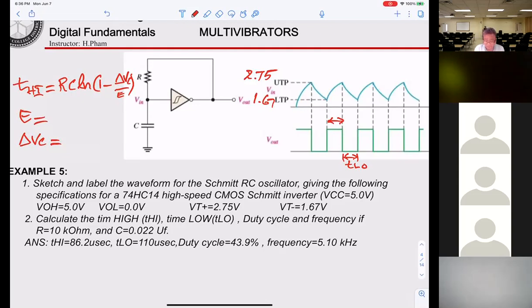For T high, what does E equal? Is it 5 minus 1.67? Perfect. E means the difference in voltage between the initial voltage and the voltage the capacitor tries to reach. You can see right here, get the initial. Try to reach, that means they try to reach logic one. So 5 minus 1.67.